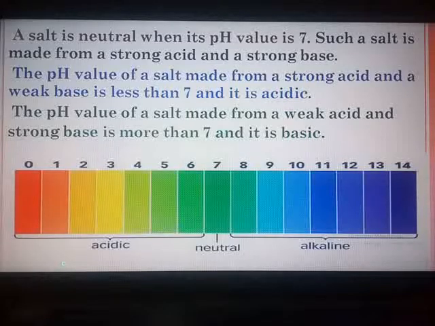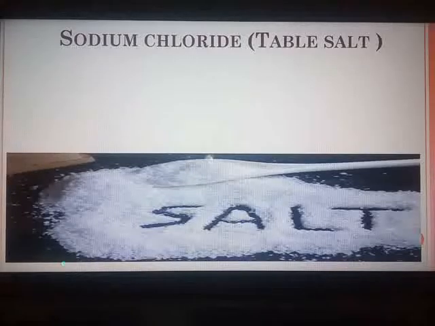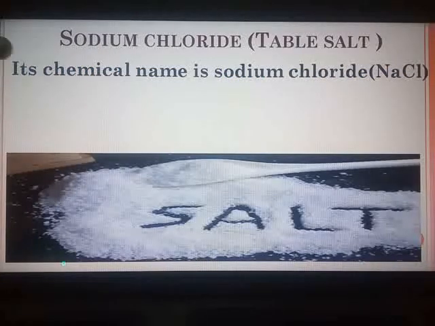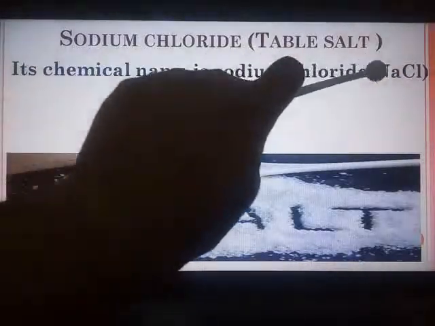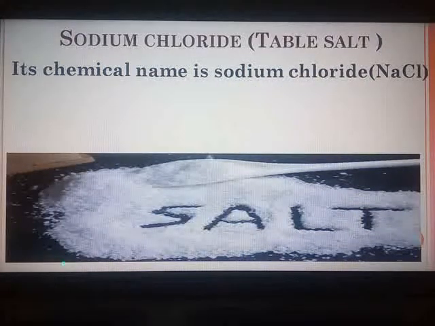Now we begin with the salts in detail. The first, I don't have to tell you more. Salt is an essential, common ingredient in your everyday food. It gives a salty taste, and it is the most used of all the salts which are found in seawater. Now the chemical name for table salt is sodium chloride, and the molecular formula is NaCl.